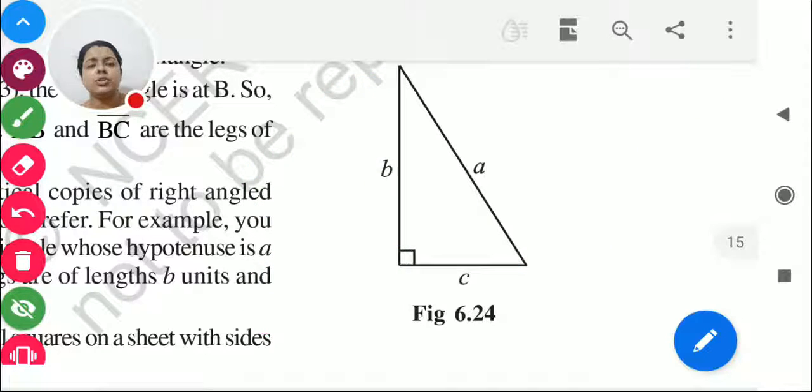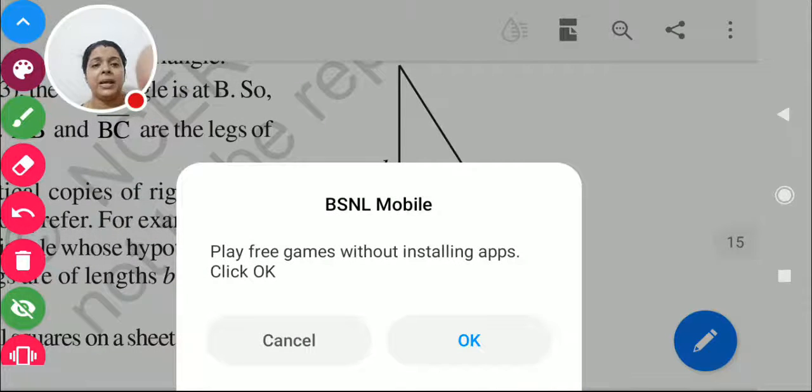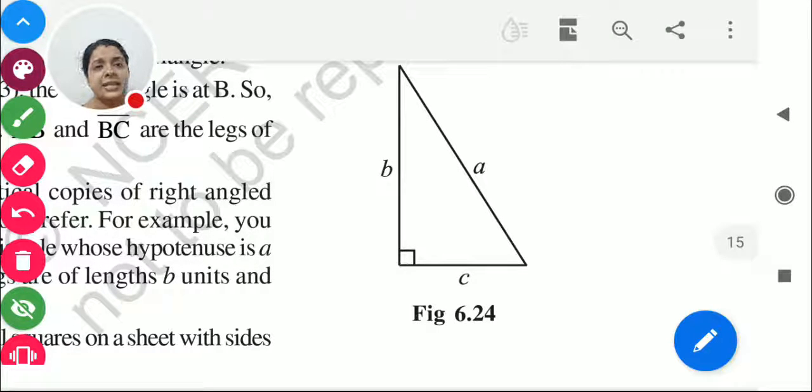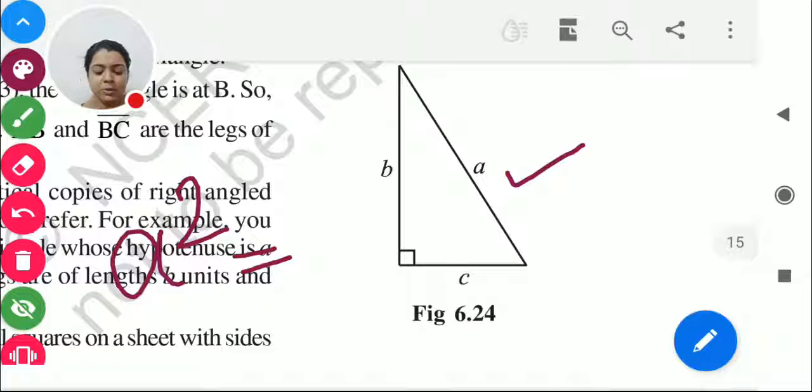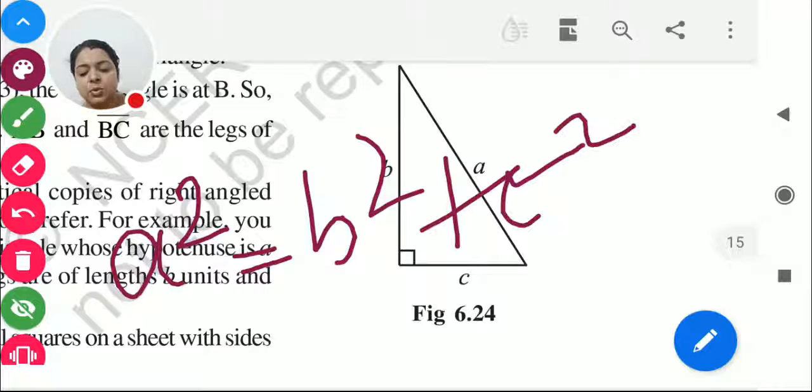Okay, so what we got to know, the rule? First, we are talking about the sides here. So the rule here is that H square, means hypotenuse square, is equal to length square plus base square. So what is the hypotenuse over here in this one? We have hypotenuse as a square is equal to b square plus c square.